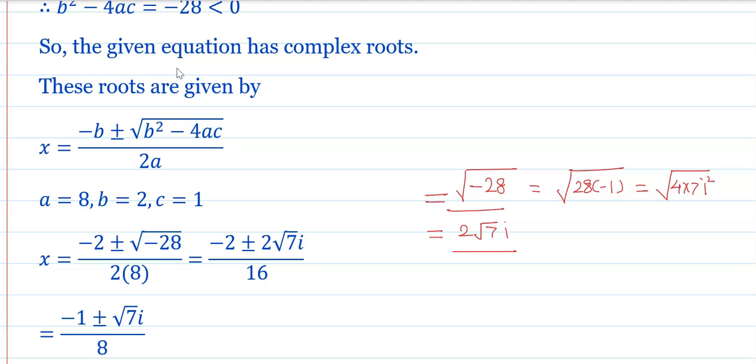Okay. Therefore x is equal to minus b plus or minus root of minus 28 upon 2a, root of 7i. Okay. Now you can take 2 as a common factor. Then what will happen? If we take 2 as a common factor, then in the bracket minus 1 plus or minus root of 7i, and this whole divided by 2. 2 into 8 means what? It is 16. Okay.